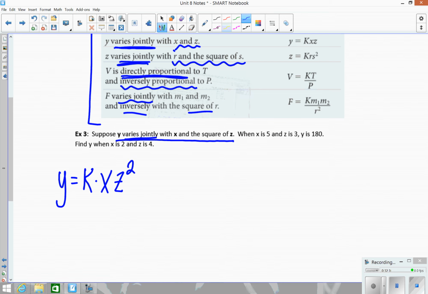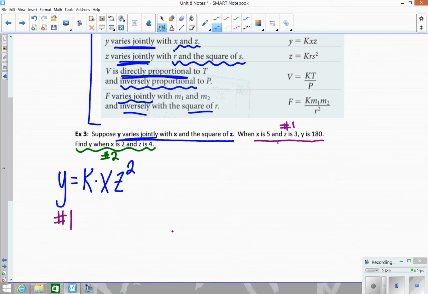So then we have our scenarios. Well, when x is 5, z is 3, and y is 180. So that's going to allow us to find k if we plug in. And then the other scenario is we want to find y when we have these other two. So we're going to start with scenario number 1. We're going to figure out k. Once we know k, we can plug it in to figure out this missing variable.